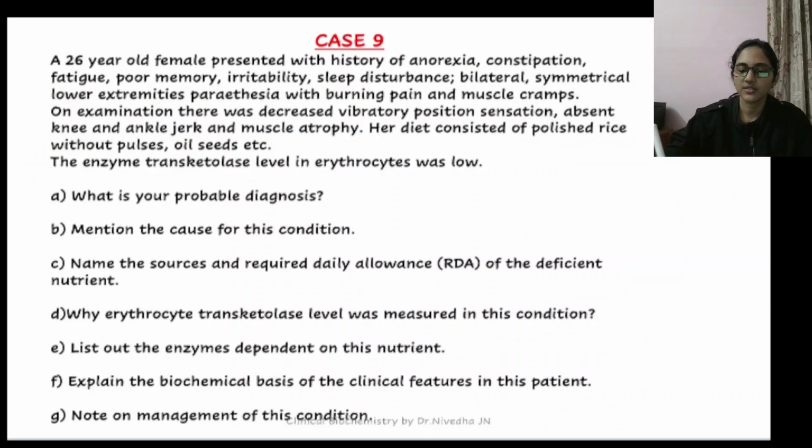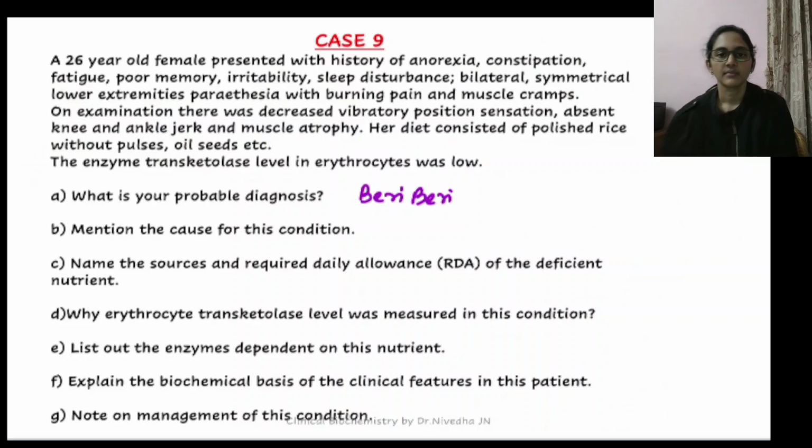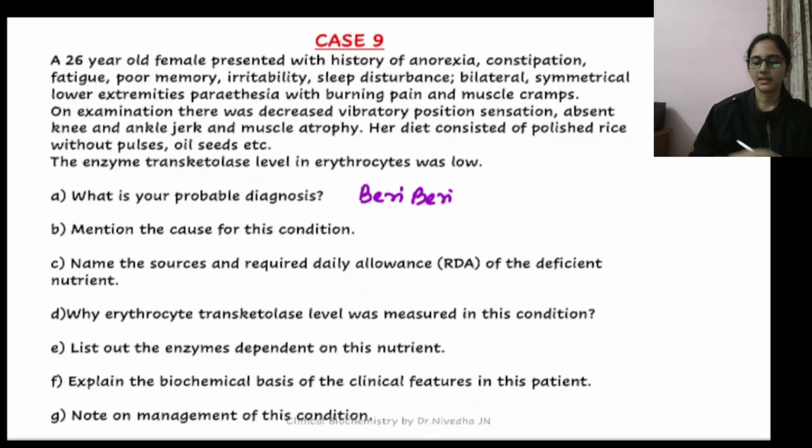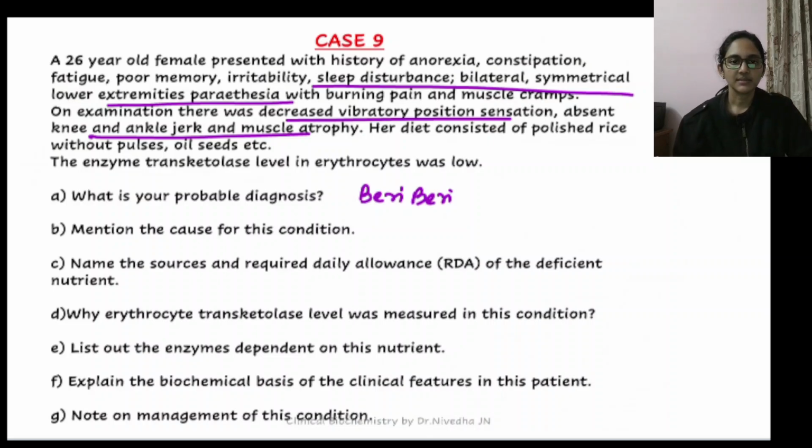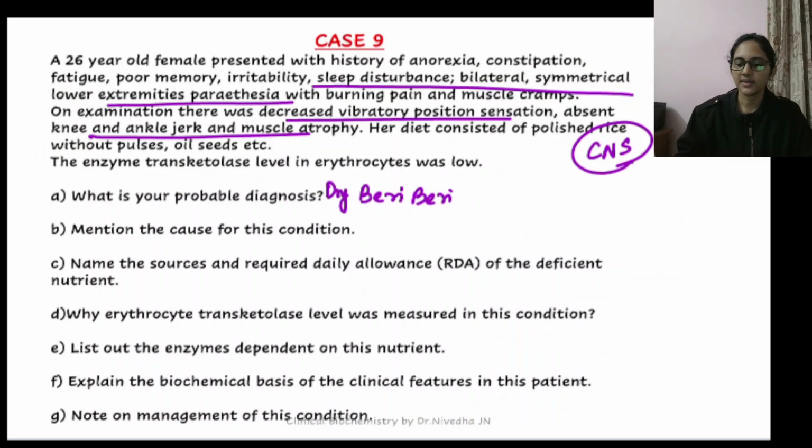What's the probable diagnosis here? Yes, beriberi, very good that you mentioned beriberi. What are the types of beriberi? Can you tell me what type of beriberi based on the history? They have given a long history with memory problems, irritability, sleep disturbance, paresthesia, vibratory position, knee jerk, ankle jerk, muscle atrophy. CNS symptoms they have given us, only CNS symptoms. So that is going to be dry beriberi.